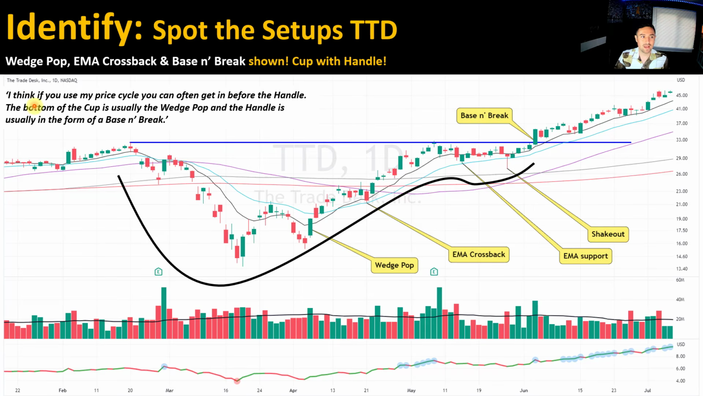Quote by Oliver: I think if you use my price cycle, you can often get in before the handle. So talking about the cup and handle, the bottom of the cup is usually a wedge pop, as you can see here, and the handle is usually in the form of a base and break.